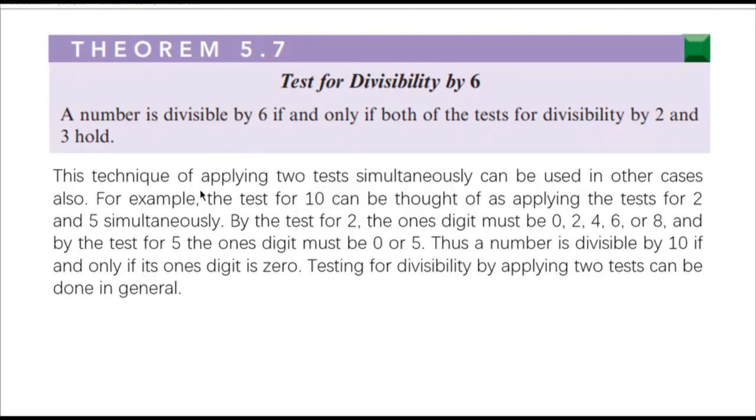By the test for 2, the ones digit must be 0, 2, 4, 6, or 8. And by the test for 5, the ones digit must be 0 or 5. Thus, a number is divisible by 10 if and only if its ones digit is 0. Testing divisibility by applying two tests can be done in general.